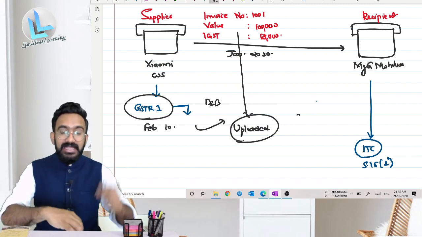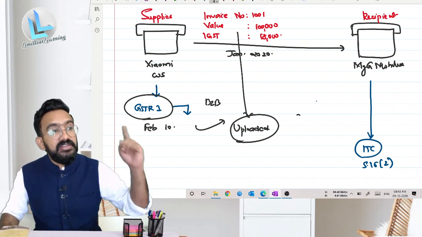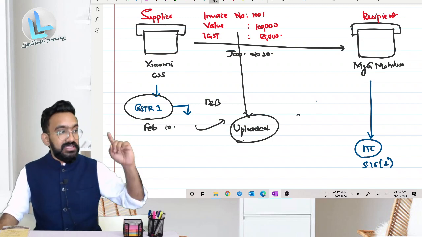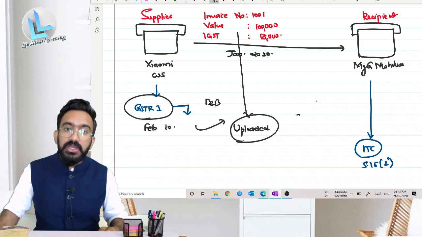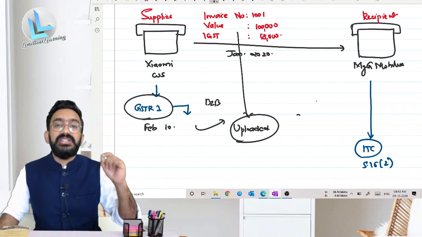Now the government is saying that, see, it is not enough that you made a purchase. You ensure that he gives that particular details. I don't want any fake invoices to be there. I want to ensure that these details are being uploaded by them so that I can track it. So okay, there is no mismatch of numbers that you have.